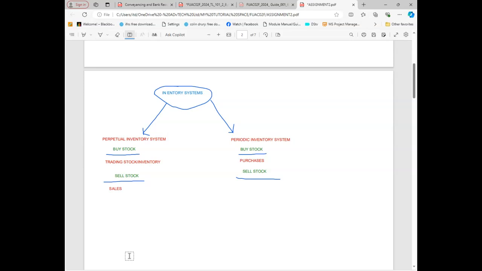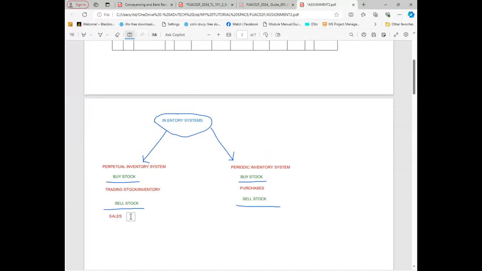But most people make a mistake. They even say sales if they're not selling stock. Sales is only for stock. Are we together? Yes. That makes sense.